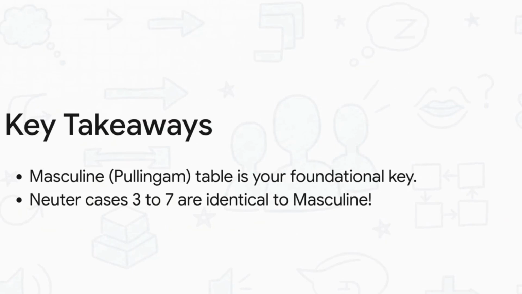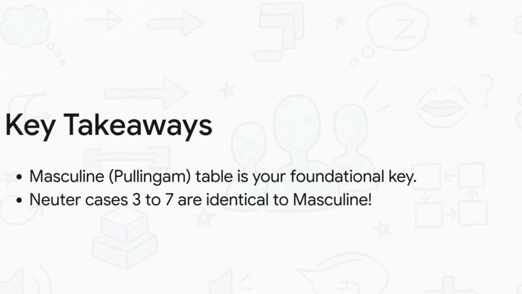Okay, let's wrap this up with your key takeaways. First off, that masculine table we just studied, it is truly your foundational key. And why is that? Well, that leads to our second point. According to the grammar rules, the neuter gender, or napumsaka lingam, declensions from the third case, tritiya, all the way down to the seventh case, saptami, are completely 100% identical to the masculine ones.